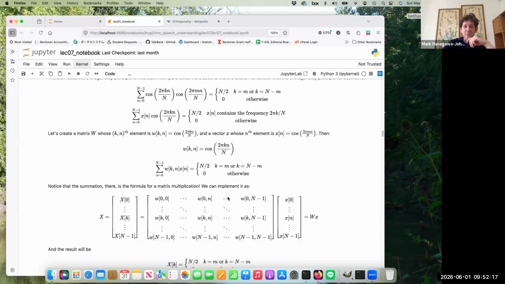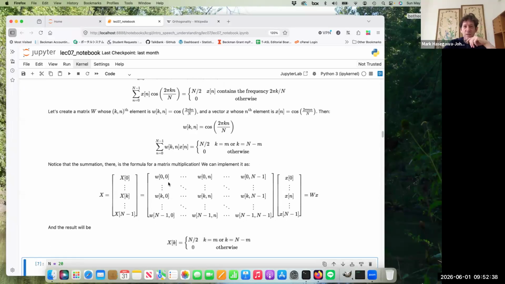In matrix notation, we're creating a matrix capital W, and we're multiplying it by the signal, which we denote with the small x, and we create the Fourier transform, the discrete cosine transform, actually. We create the transform, the spectrum, which we denote by the symbol capital X.